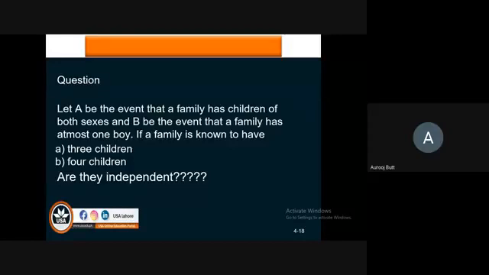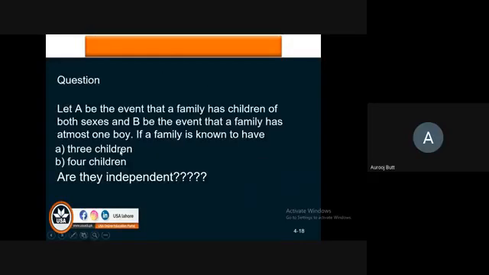Now what is an event A? Event A is defined that a family has children of both sexes. That means it can be either a baby girl or a baby boy. Then comes B, the event that a family has at most one boy. At most means maximum one boy and minimum no boy. If a family is known to have 3 children, determine whether the events are independent or not. So simply what you can do in this question.